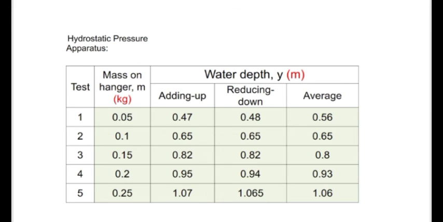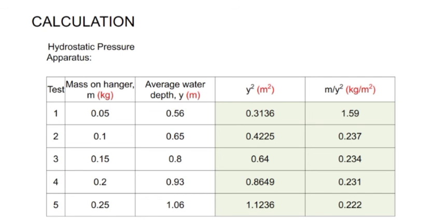Here we have the mass in gram of the tests, from test 1 until test 5. For the calculation after the experiment, we got this, the results of the experiment from test 1 until test 5.